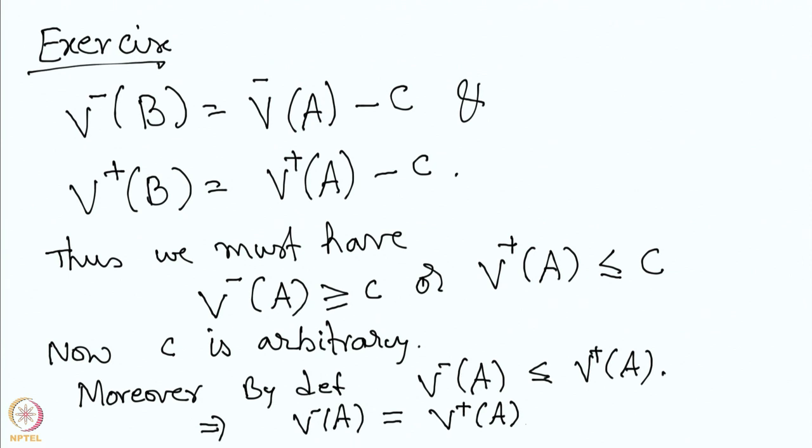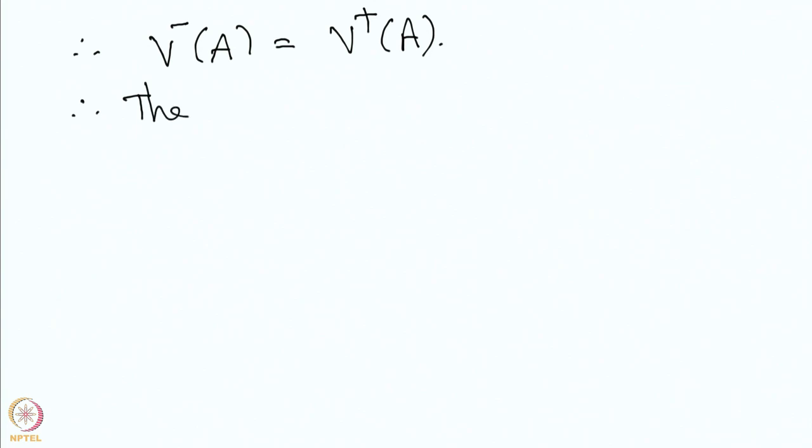Okay. Therefore, the two values, the lower value and upper value, are the same. Therefore, V minus of A is equal to V plus of A. Therefore, the game has a value. Now, one further point to conclude here is the existence of a saddle point equilibrium. How do we show that the saddle point equilibrium exists here?